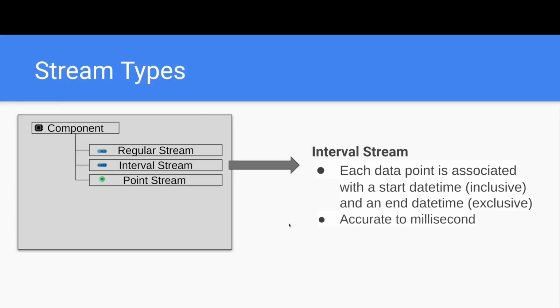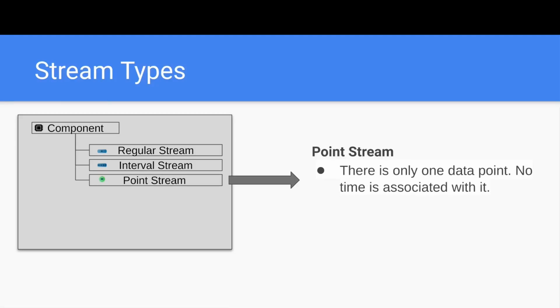The next stream type is an interval stream. Each data point is associated with a start date time, which is inclusive, and an end date time, which is exclusive. An example could be an electric meter recording energy usage every minute. We would say that stream is a 1-minute interval stream. Interval streams become more relevant when we talk about roll-ups and gap detection in future videos.